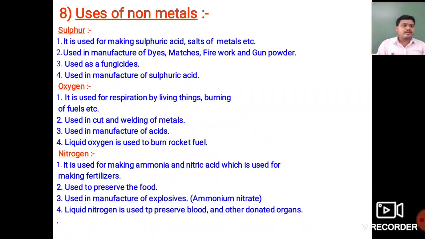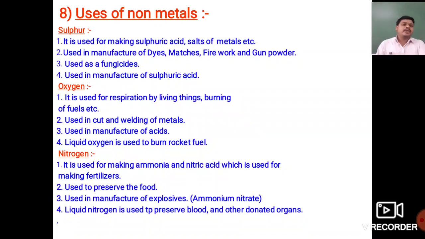This nitrogen compound, that is ammonium nitrate, is a byproduct of the nitrogen. It will be used in the manufacturing of bombs and other army equipment and as well as fertilizers. And then, as we know, liquid nitrogen will be used to preserve the blood and as well as other donated body organs.